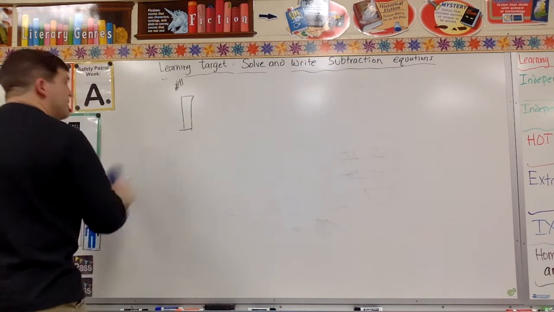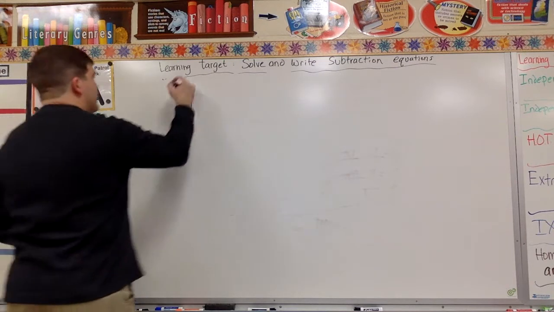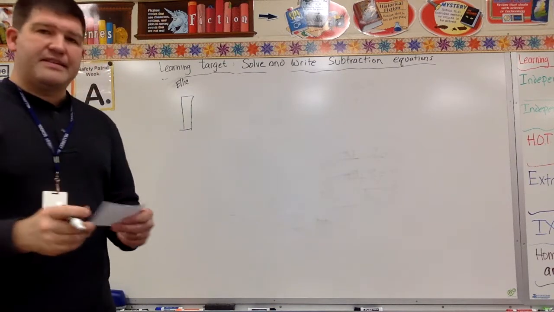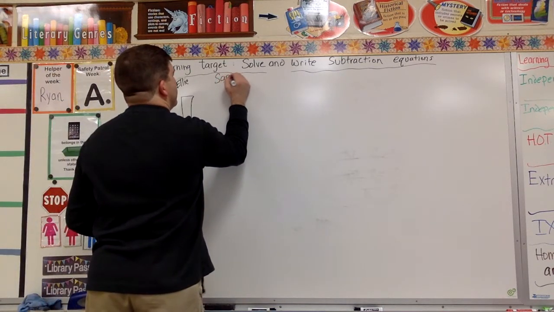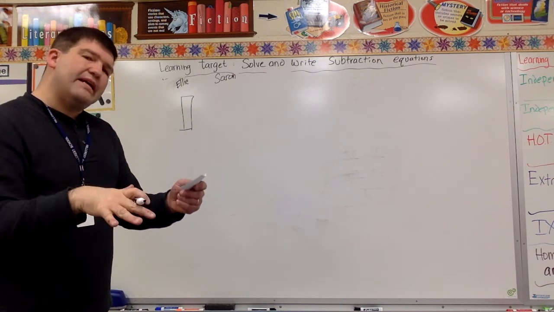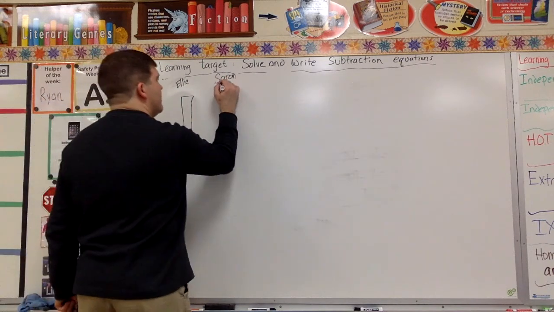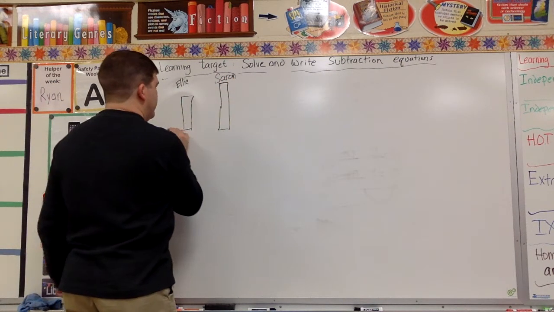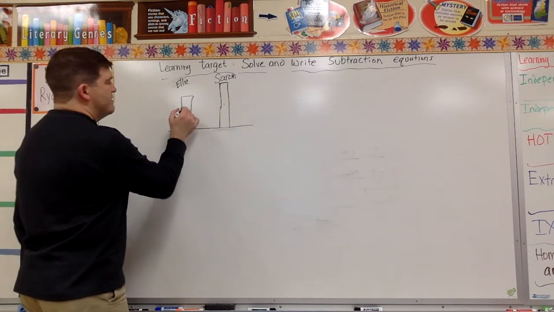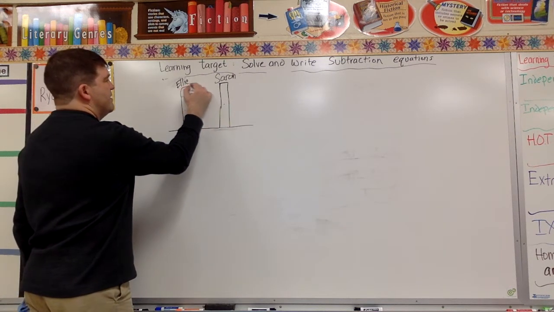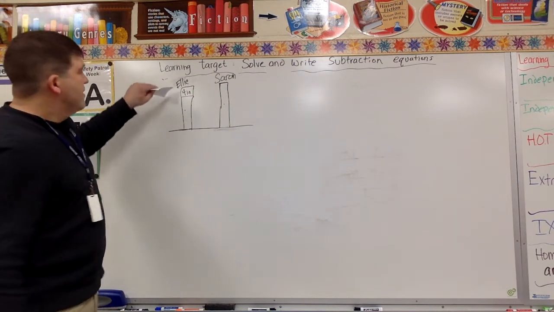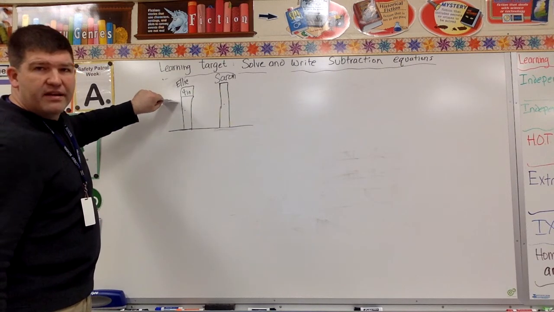I should capitalize Ellie as a proper noun. Okay, so Ellie, it says she is 4 inches less than Sarah's height. So we have Ellie and Sarah. Ellie is 4 inches less than Sarah's height. So Sarah is taller. So say this is the ground, and they're standing up. This is Sarah, this is Ellie, and this is 4 inches. Because we know if we take 4 inches away, we'll have Ellie's height.